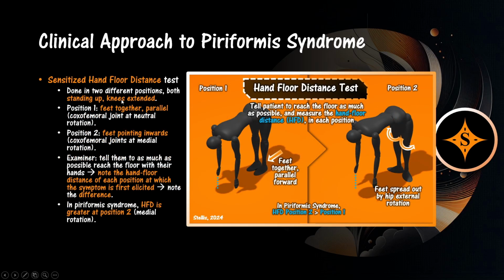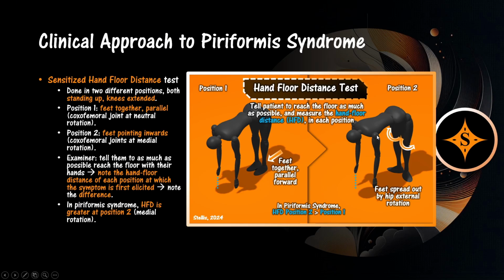And this is the sensitized hand floor distance, and it involves two positions where in each position you must measure the distance, the shortest distance between the patient's hand and the floor. The first position, basically the feet are together, facing forward, parallel, and tell the patient to reach for the floor as much as possible. And then you measure the shorter distance between the hand and the floor.